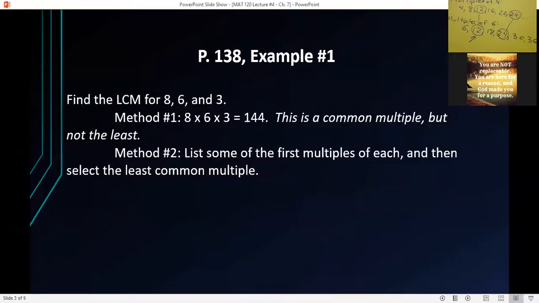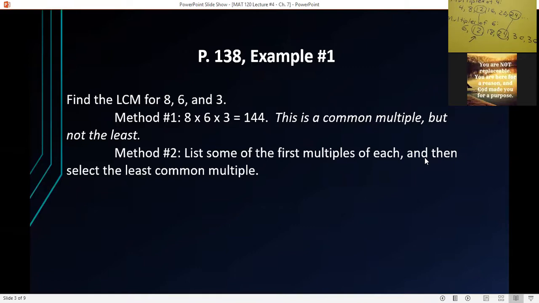Now, let's talk about ways that you could find the least common multiple. And there are a couple of different ways that you could go about finding a common multiple. First, let's talk about just simply multiplying. You can, of course, find a common multiple by multiplying, but you don't necessarily always get the least.